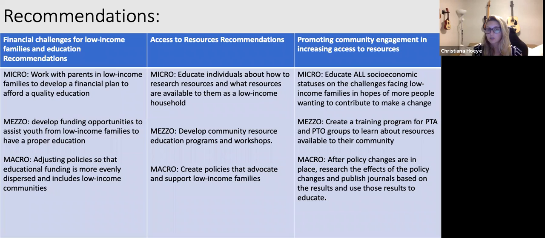To promote community engagement and increasing access to resources, my recommendation on the micro level would be to educate all statuses on the challenges facing low-income families in hopes of more people wanting to contribute to make a change. On the meso level, it's creating a training program for PTO and PTA groups to learn about resources available to their community. And on the macro level, after policy changes are set in place, we can research the effects of those changes and publish journals based on the results and use those results to educate.